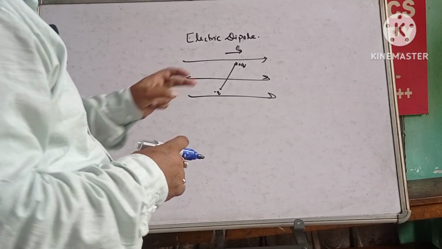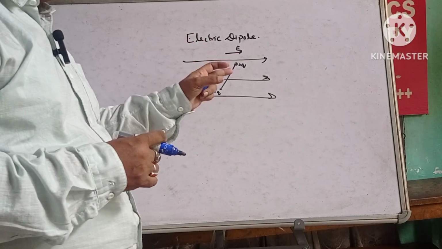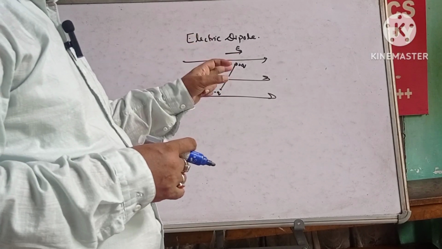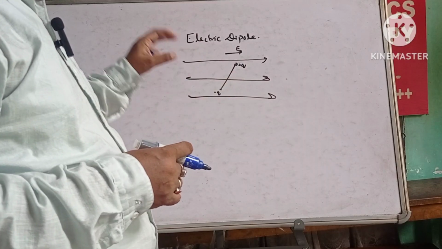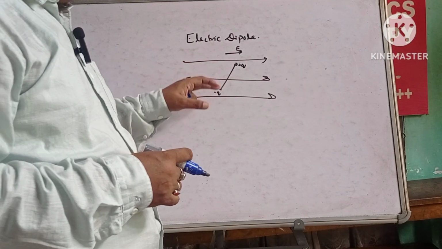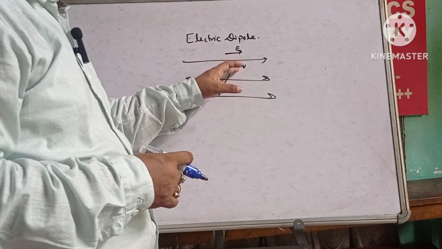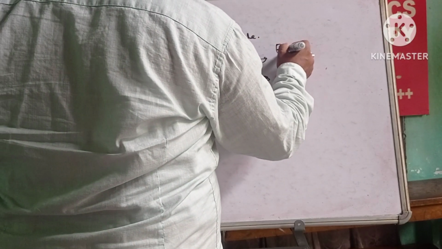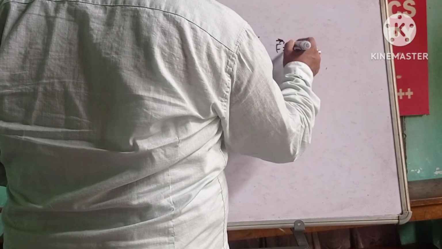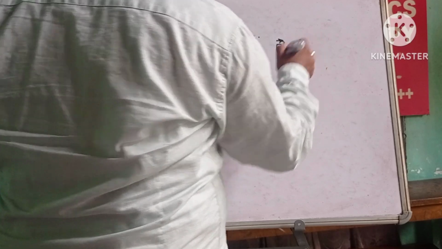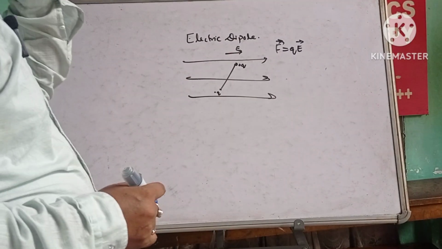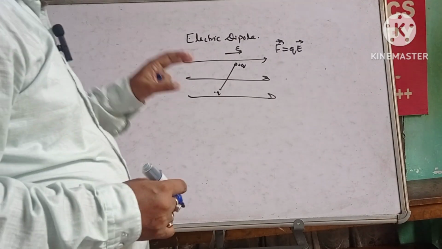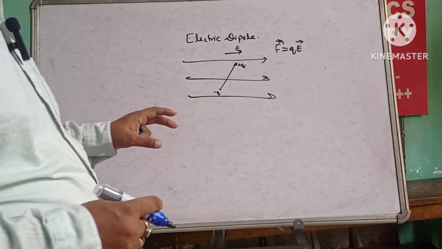Remember that the net force is zero. We have placed this electric dipole in an external electric field. There are two forces here because of the electric field; we know that F is equal to QE. So there are two forces acting here, but the net force is zero.